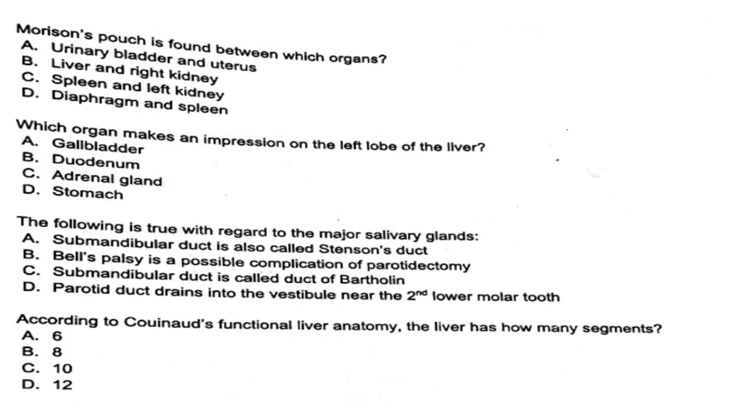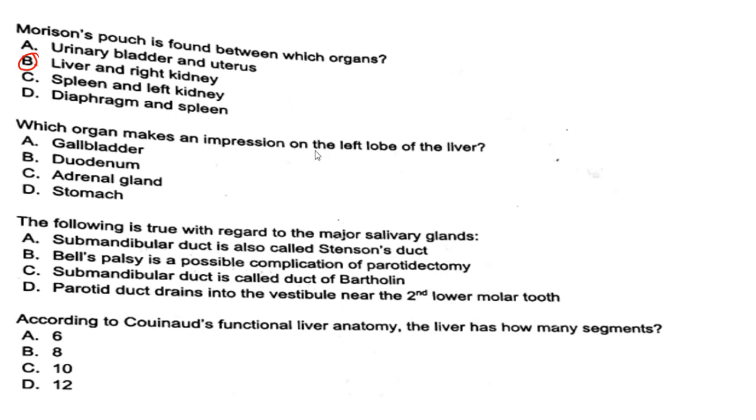Morrison pouch is found between which 2 organs? A. Urinary bladder and uterus. B. Liver and right kidney. C. Spleen and left kidney. D. Diaphragm and spleen. So the answer here is just the liver and the right kidney. So this is coming from the digestive system.